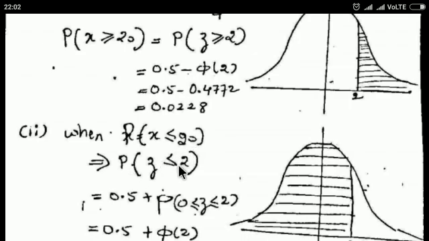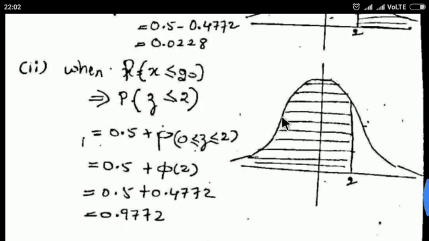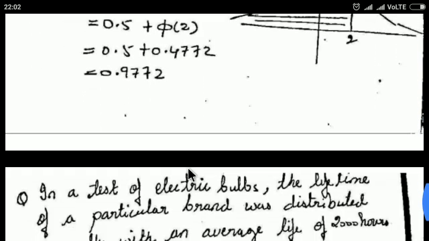Now probability of x less than or equal to 20 is the same as saying probability of z less than or equal to 2. So this is the shaded portion. So this much shaded portion is 0.5 and this is 0 to 2. So 0.5 plus probability of z lying between 0 to 2. So that is phi of 2. So phi of 2 can be looked up from the table and hence the answer is 0.9772.